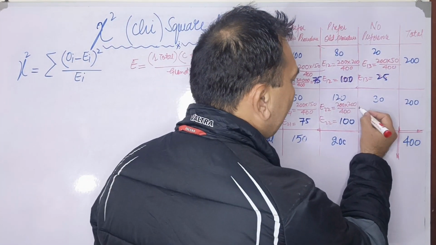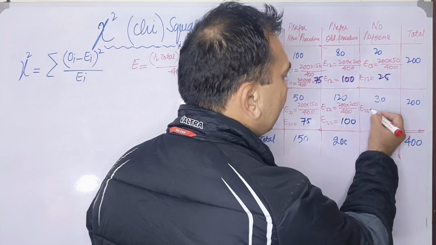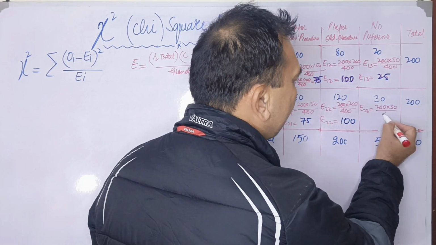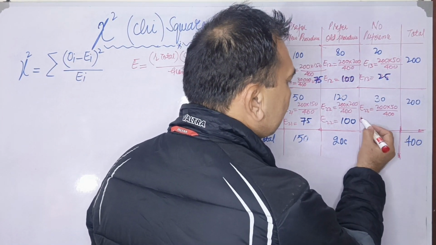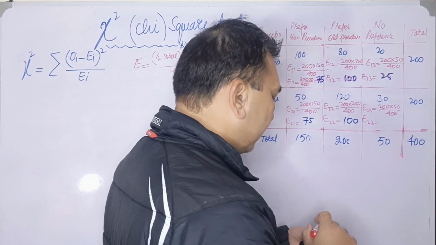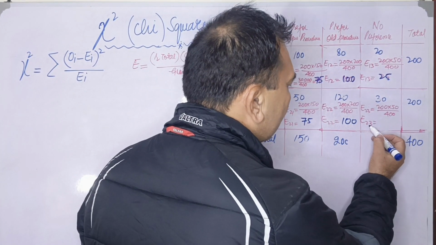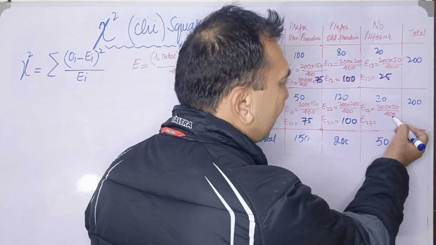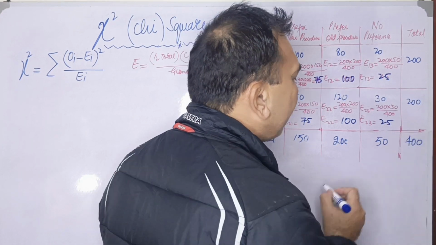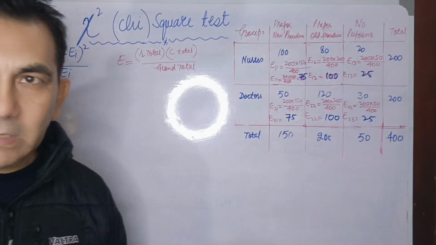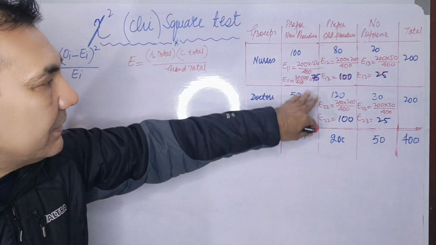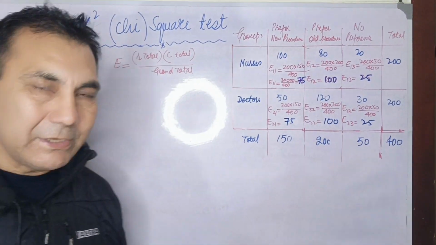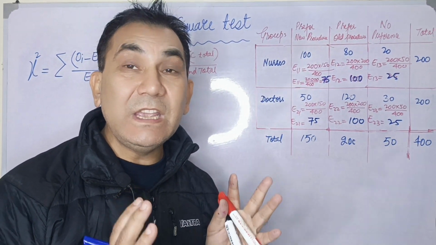Now we apply the same formula for E23. The row total is 200, the column total is 50, divided by the grand total of 400. So the expected value of row 2, column 3 is 10,000 divided by 400, which is 25. So this is the observed value and these are the expected values. Now we have calculated the expected value of each cell.